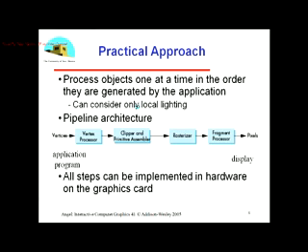Pipeline architecture: vertices, vertex processor, clipper and primitive assembler, rasterizer, fragment processor, pixels. Application program. All that can be implemented in hardware or on the graphics card.